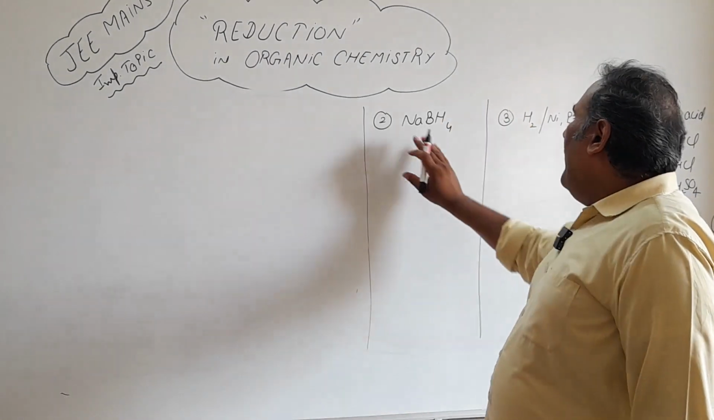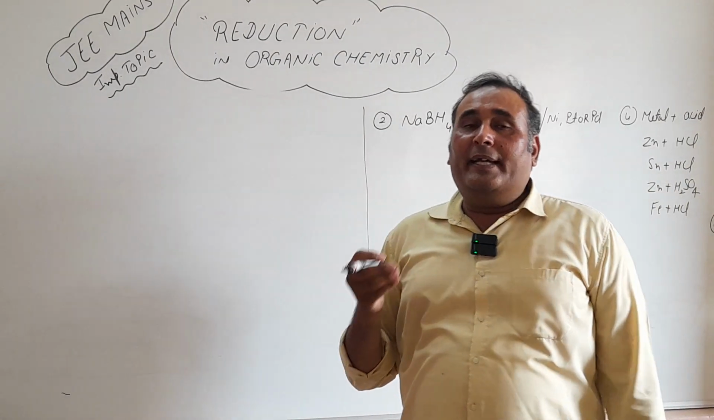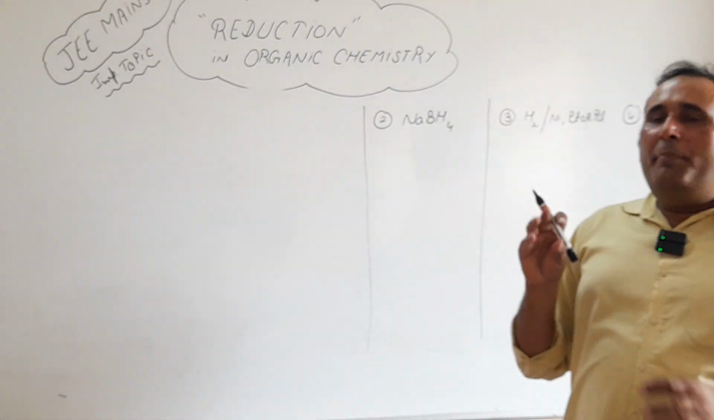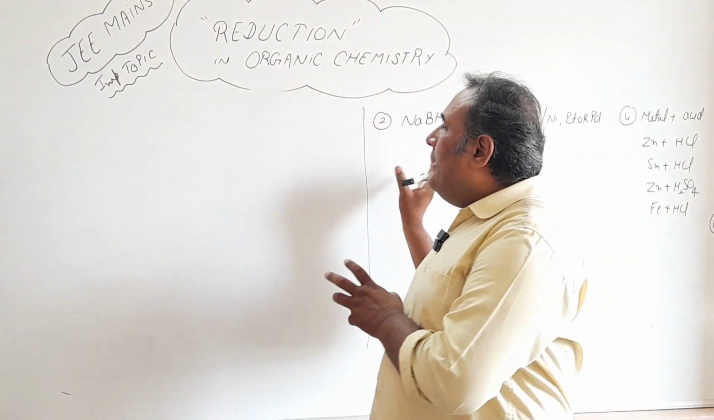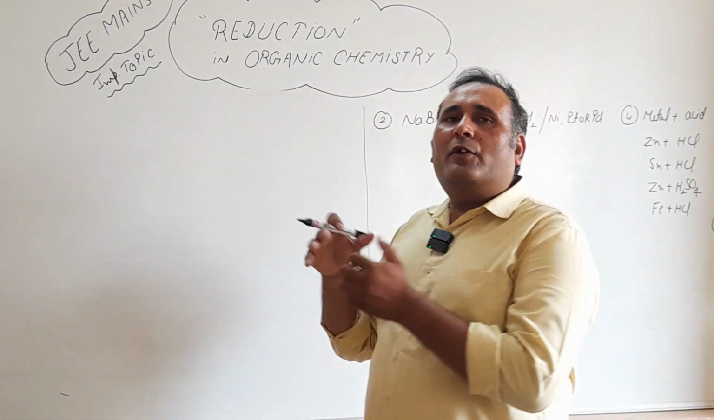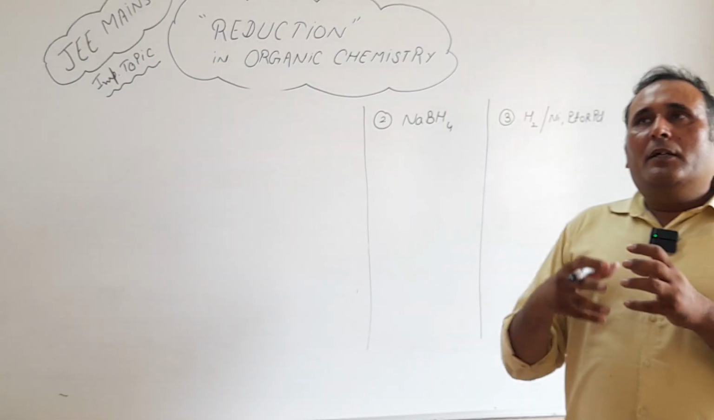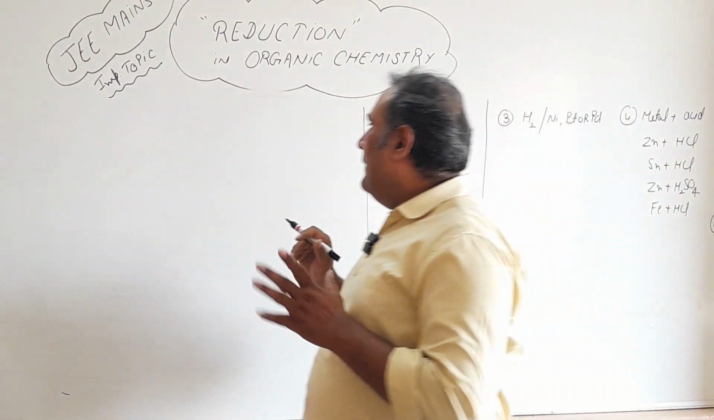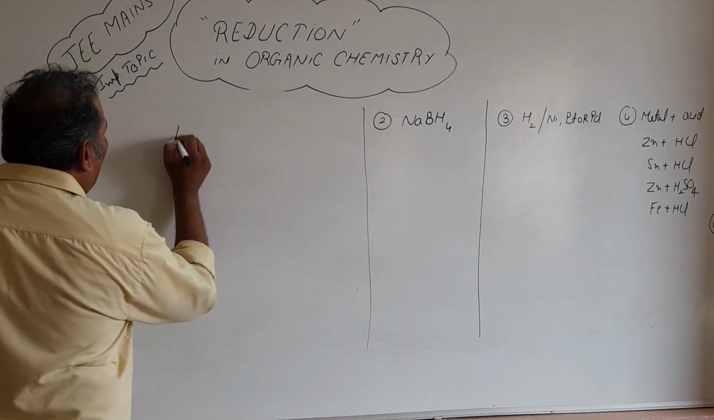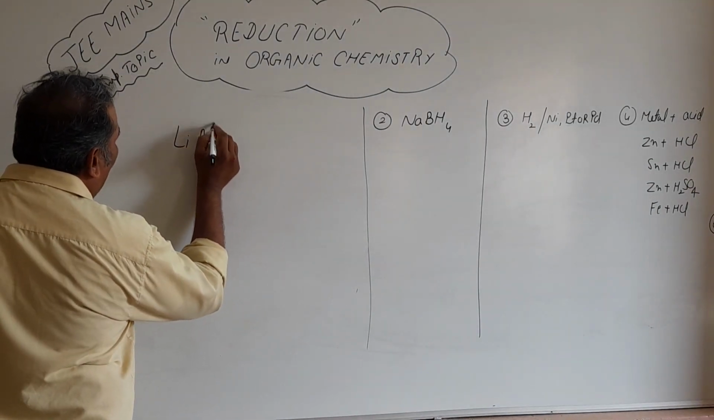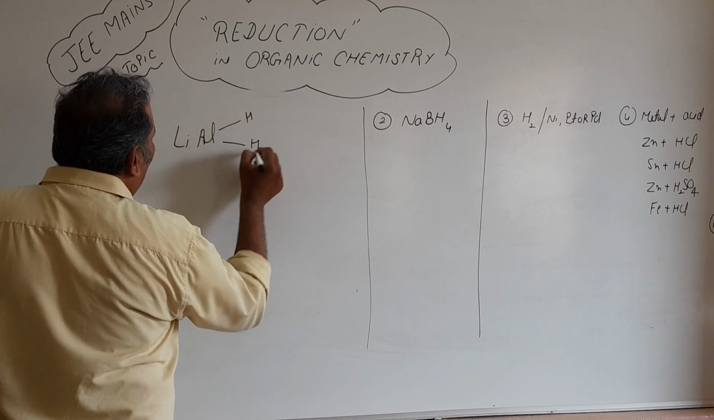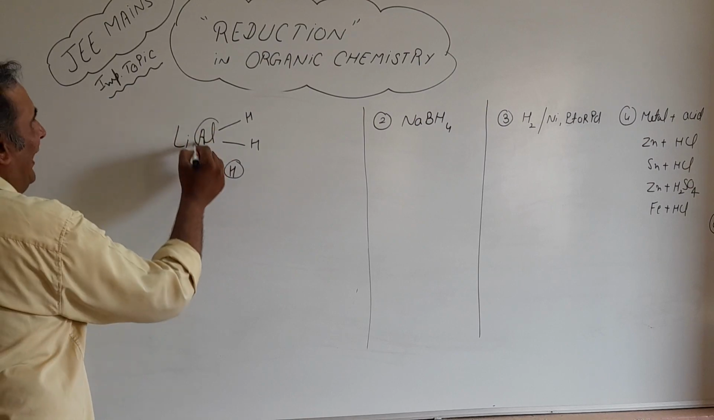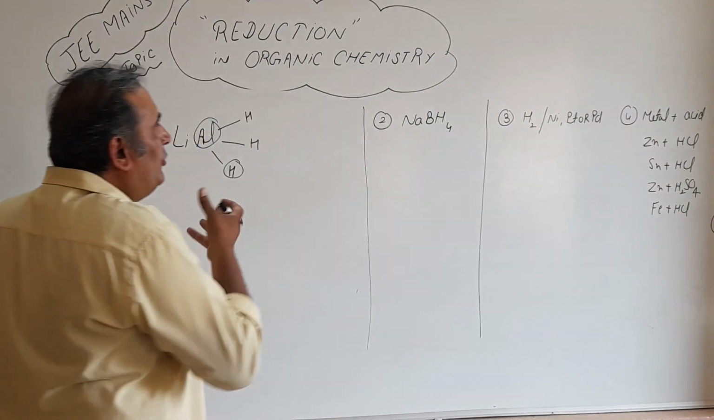Second one is NaBH4, sodium borohydride. Yes, sodium borohydride is also a hydride donor, but it is a mild reducing agent if we compare it with lithium aluminum hydride. Why? What is the reason behind it? Let's see. In the case of lithium aluminum hydride, H atoms are attached to aluminium. Hydride ions are attached to aluminium.